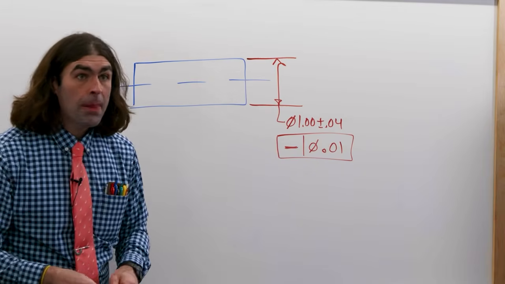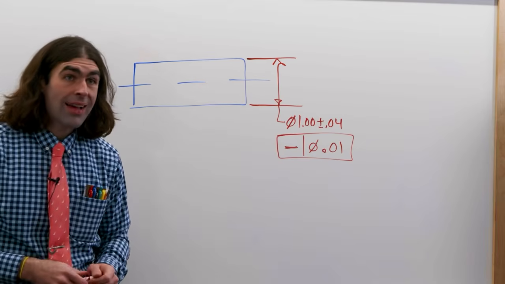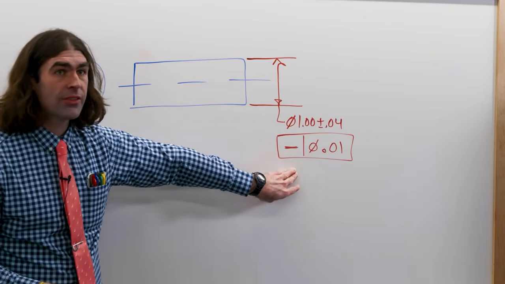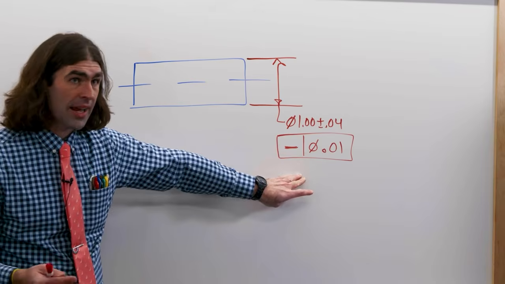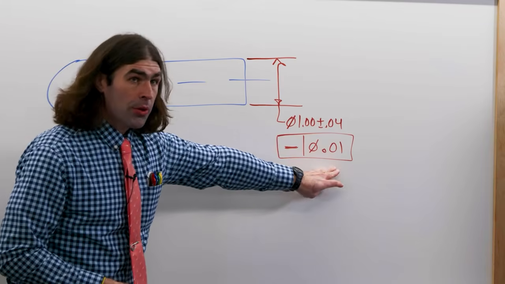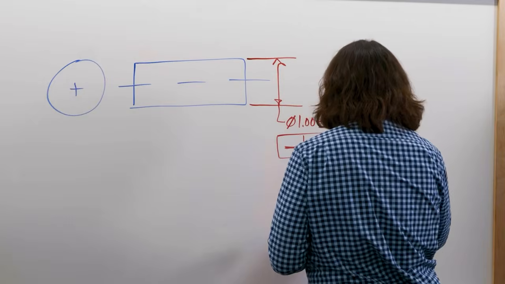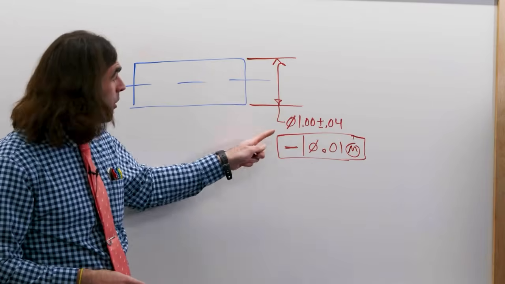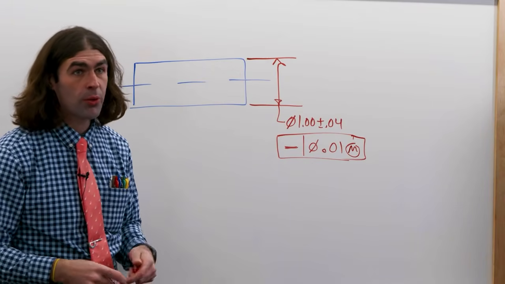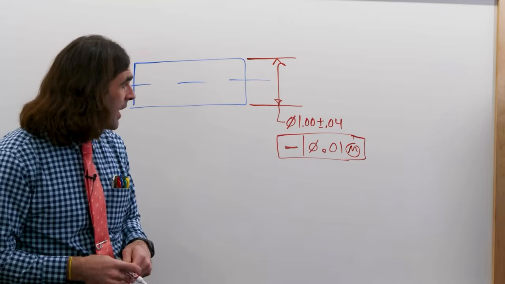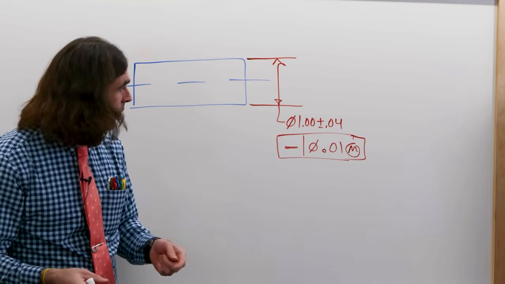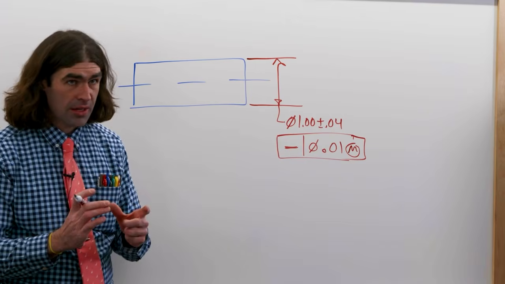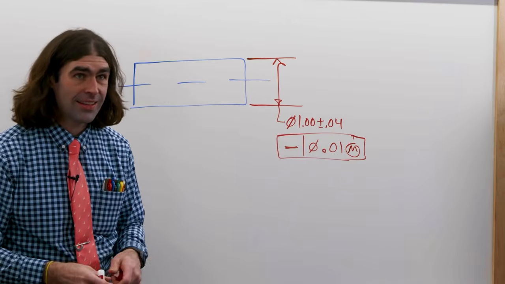Okay? Another thing, because it's applying to a feature of size, now material condition applies. So this applies at RFS. You have 10 thousandths of tolerance no matter what size the feature comes in at. But if we put an MMC symbol here, now that tolerance only applies when the feature comes in at its MMC, in this case 1.04. If the feature comes in at 1.00, we'd have 50 thousandths straightness tolerance, okay? So the part can be more bent the smaller it gets.